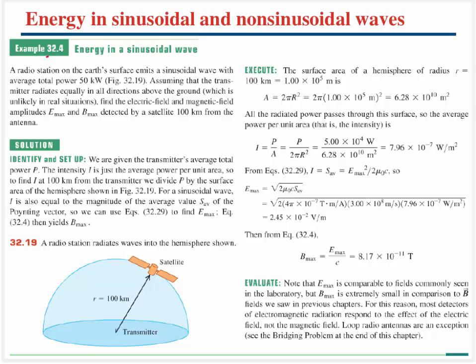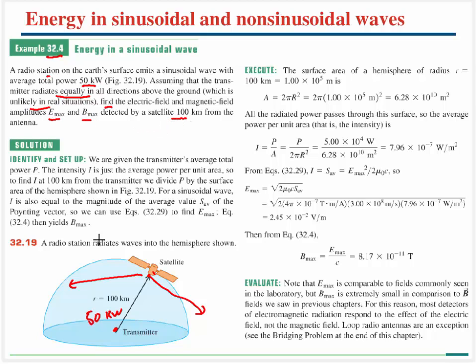So let's take a quick look at example 32.4, where we have a radio station transmitting an average power of 50 kilowatts. So here we've got our transmitter, and it's essentially transmitting equally in all directions above the ground, which is, as it says, very unlikely and very wasteful, up to a satellite. Perhaps that satellite can beam that TV station to all of its other customers.